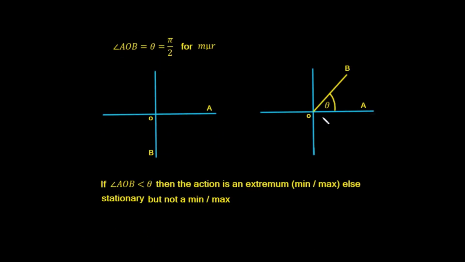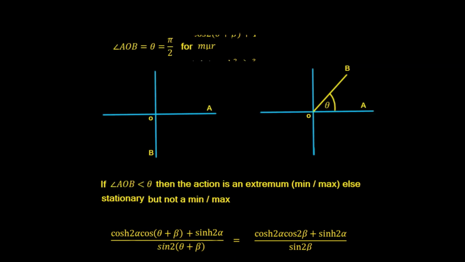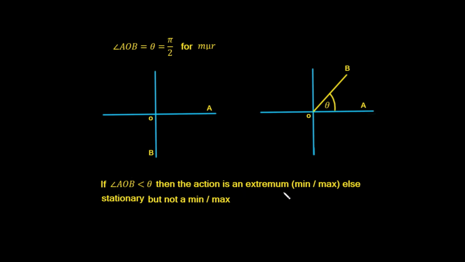So finally we can say that if the angle AOB is less than the angle theta, so we get the angle theta from here, so we're going to solve this for theta, then we can say that the action is going to be an extremum, so we're actually going to get a value for a minimum or a maximum. Now, if that's not the case, then we're going to get a stationary point, but it's not going to be a minimum or a maximum.